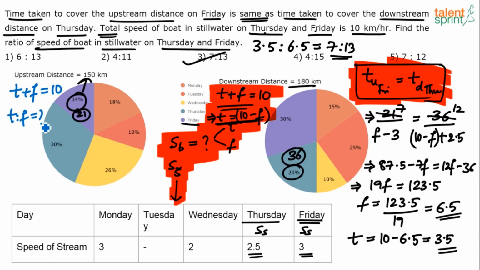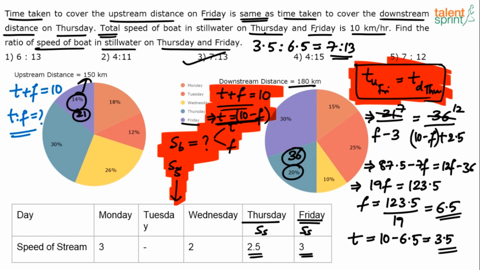T is to f is equal to what? Remember, answer options are 6 is to 13, 4 is to 11, 7 is to 13, 4 is to 15, and 7 is to 12, right? The point is, when you add up the two numbers in the ratio, it should be a multiple of 10. Usually. I mean, it's not a rule, but 99.5% of the times it works.